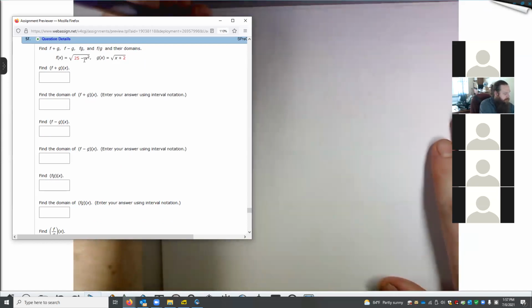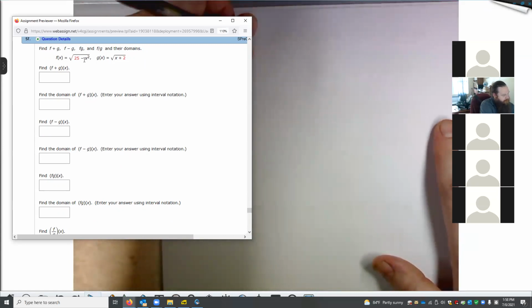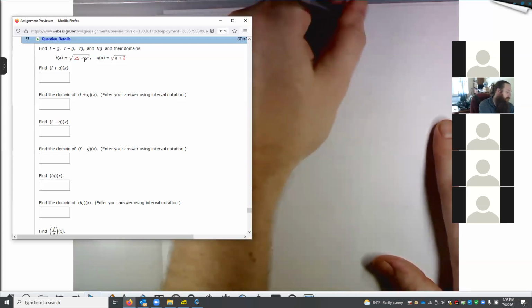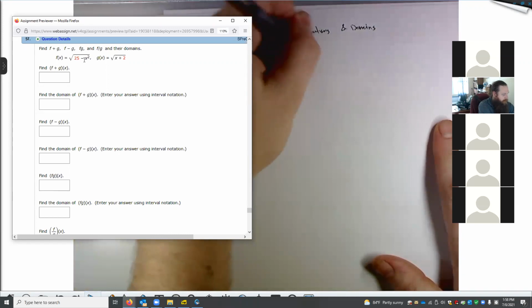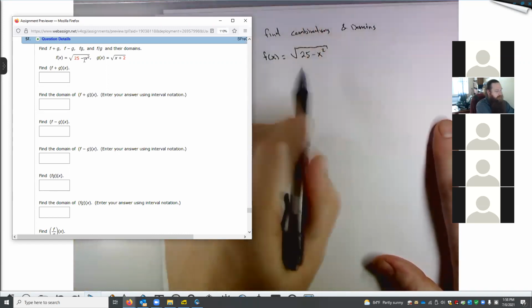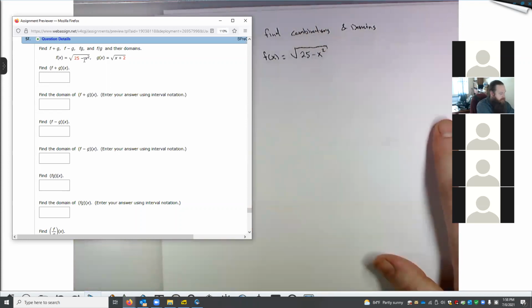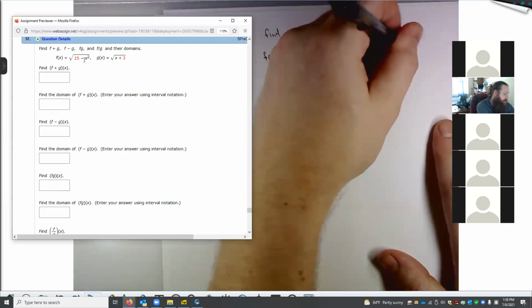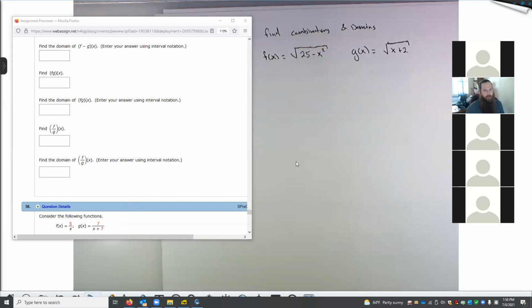So I'm going to just write this down. Question 57. Find all the combinations and domains. F of x is the square root of 25 minus x squared. Let's be clear just for a fun second. This is not the same thing as 5 minus x. You can never, ever distribute square roots over addition or subtraction. So we've got to just leave it like that. Common mistake. And g of x is the square root of x plus 2. Which similarly is not the square root of x plus the square root of 2. All right, so f plus g, f minus g, f times g, f over g, and their domains. Here we go.